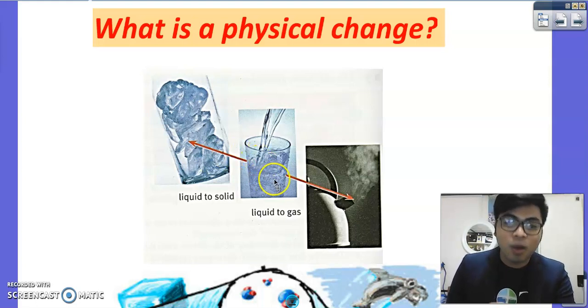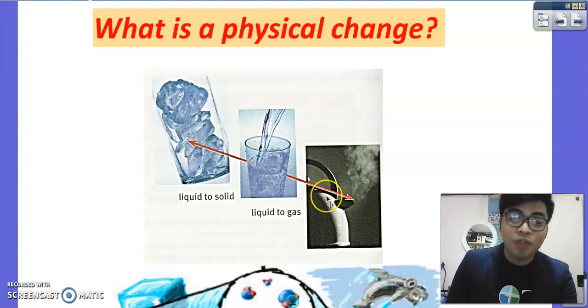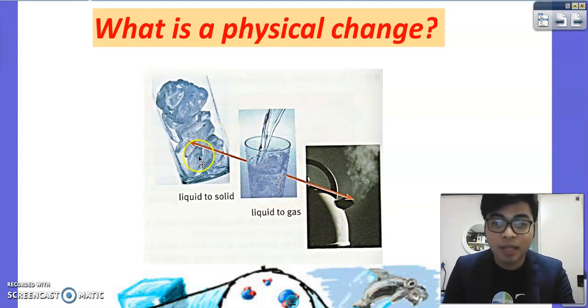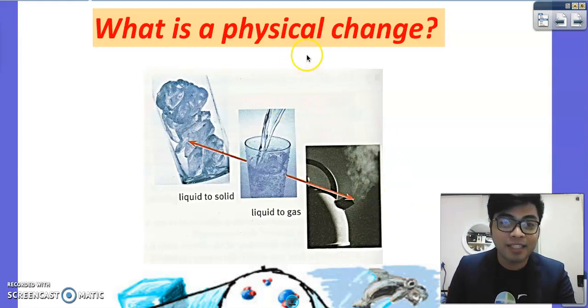And look at this water if we heat it up. Though we use heat here, did we change the water? Did we change it into something else, into a new product? No, it is still water, but just in different states. So we only changed the states of matter: solid into liquid, liquid into gas, but it is still the same water. So this one is still called a physical change.